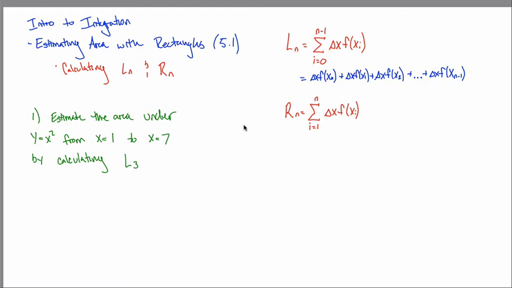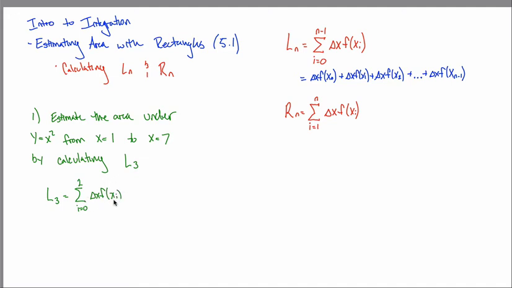To check in to see if that made sense, if I have this memorized as the formula for Ln, can I write the formula for L3? Well, let's see. L3 would be the sum, so there's my sigma notation, from i equals 0 all the way up to 2. Why is it only going to 2? Because the value of n is 3, and it goes up to 1 less than whatever n is. So it goes from i equals 0 to 2 of delta x, f of xi.